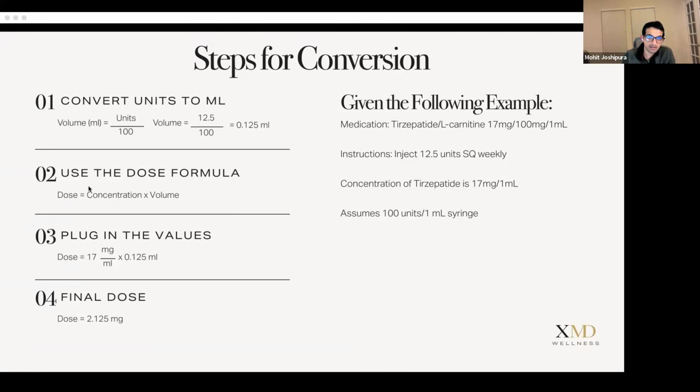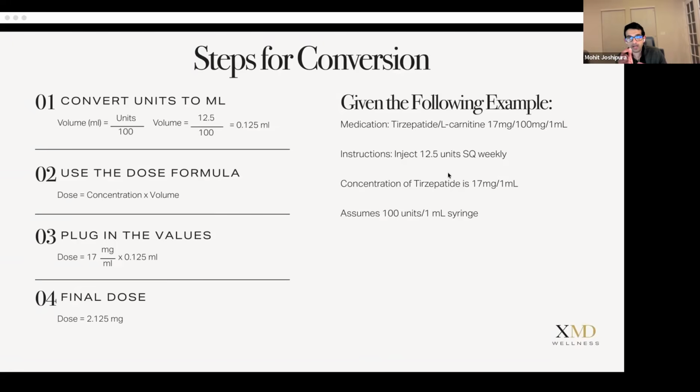And then you multiply the concentration times the volume, which in this case, 17 milligrams per milliliter times 0.125 milliliters takes you to the actual dose of tirzepatide, which is 2.125 milligrams. So if there are 17 milligrams in 1 milliliter, well, how many milligrams would be in 0.125 milliliters? That's how you get to 2.125 milligrams.